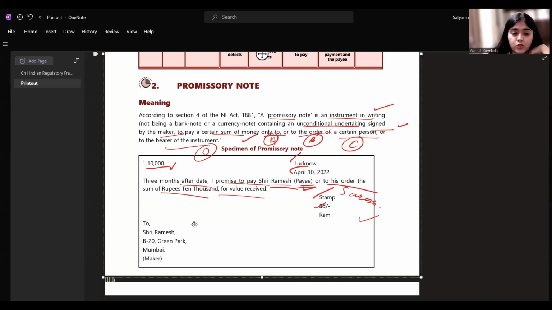Their details are going to come over here. To Sri Ramesh, B. Green Park, Mumbai, maker. Okay, he is the maker of it. Got it? I hope these things are clear.